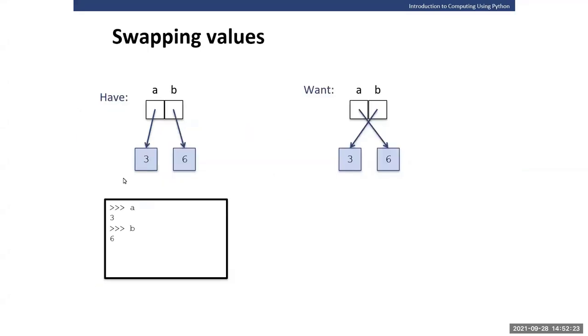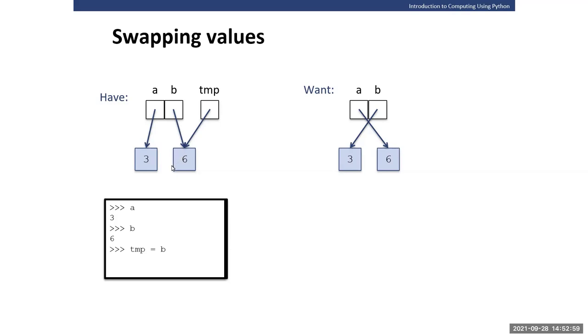We can use a temporary third variable to save the previous value of A or B, and then we do the reassignment. Okay, so if we did B equal to A, both of them will point to 3. In order to make sure that I still have the previous value of A or B, I'm going to use a variable called temp. So temp will be equal to B, therefore it will point to 6.